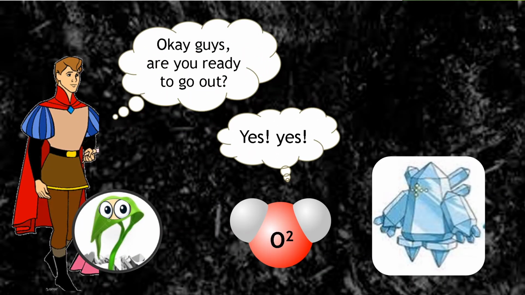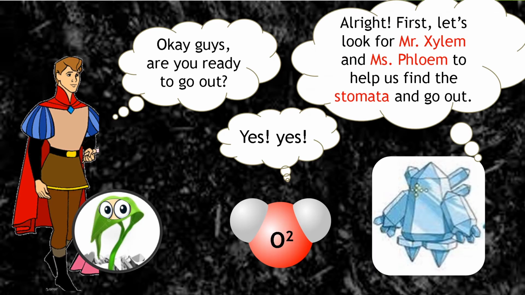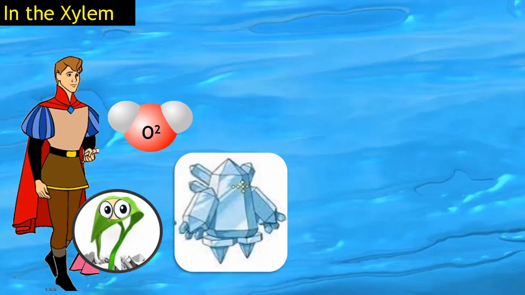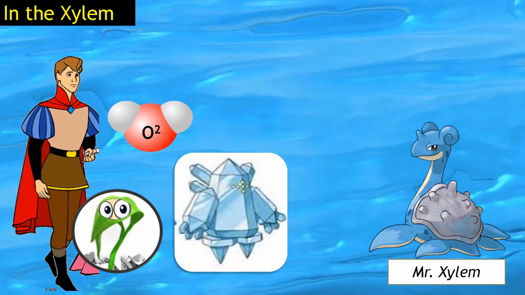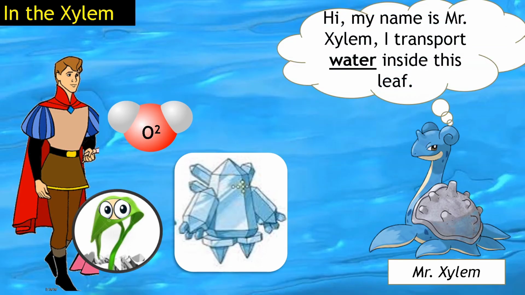"Yes," said the oxygen. "Alright, first, let's look for Mr. Xylem and Miss Phloem to help us find the stomata and go out," said the glucose. Together with the oxygen and magic sugar or glucose, the prince and the plant princess entered the xylem. Here, they encountered Mr. Xylem. "Hi, my name is Mr. Xylem. I transport water inside this leaf."